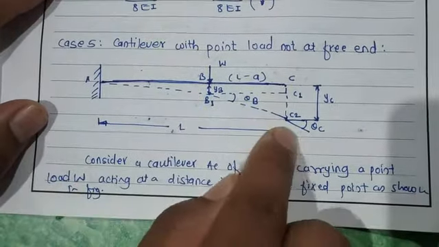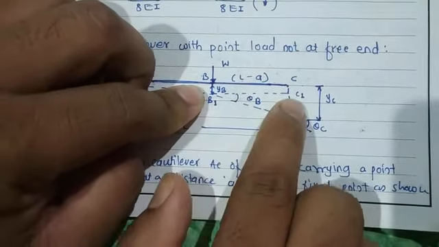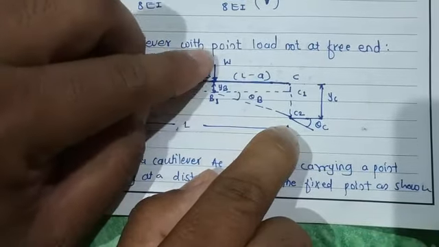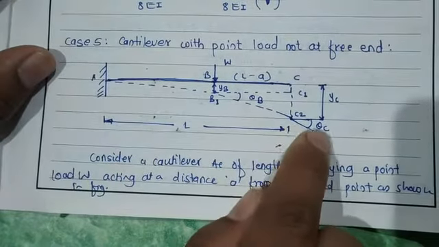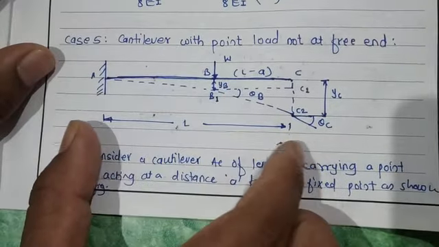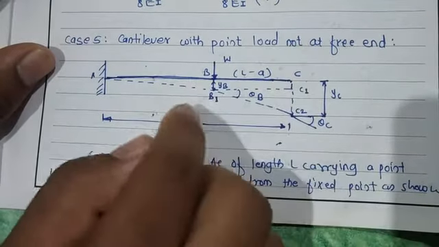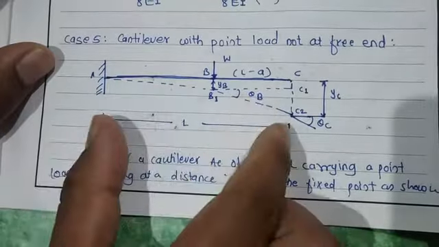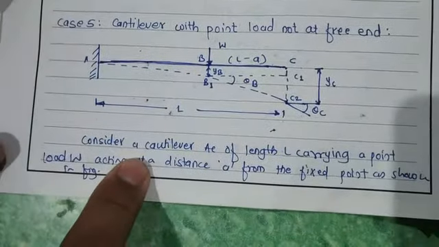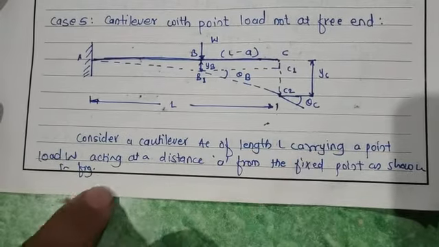Theta B will be the slope at this point. Now next, if we trace from B1 to C1, this point is shifted to C2 because of that load. At this point theta C is the slope at point C. This is the total length L, this is A, and this is L minus A. That means we subtract the distance A from the length L, and we get L minus A.